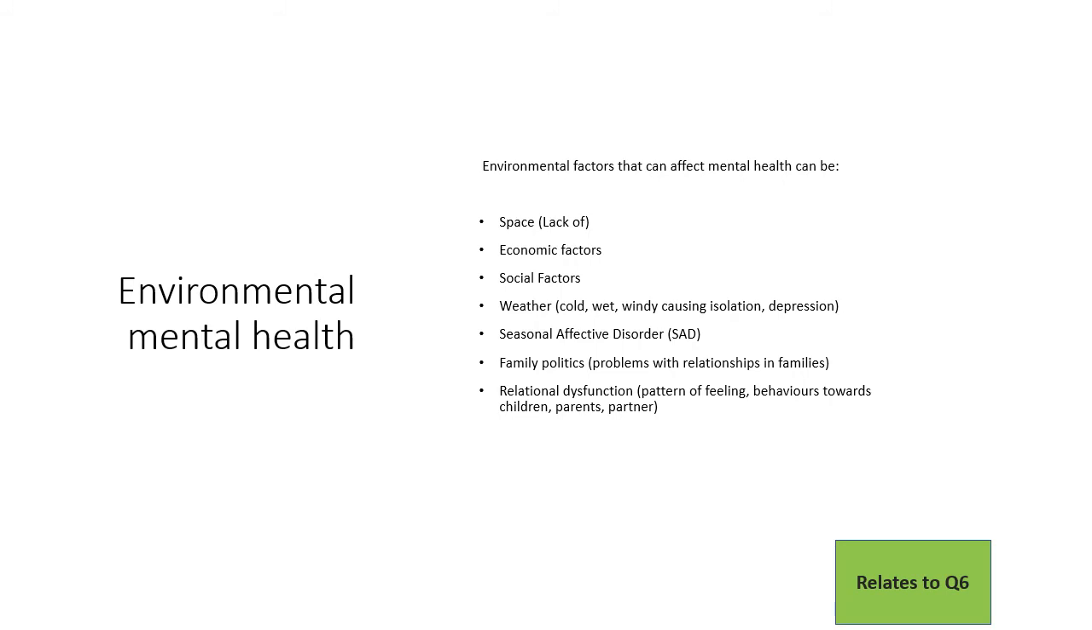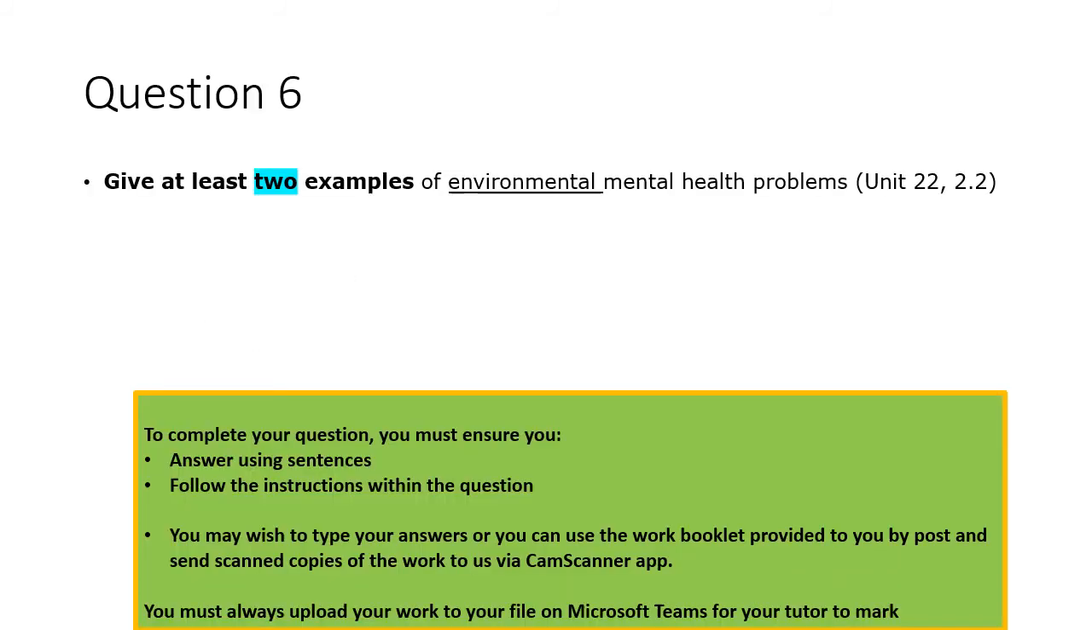And seasonal affective disorders, often known as SAD, S-A-D, it's shortened to SAD, and that's where some people prefer the summer months, the lighter nights, the drier days, and when it's wet and cold and dark, it can affect them. Family politics, so having problems within relationships in families, and relational dysfunction. So this is a pattern of feelings, so you might have behaviours towards children, parents, partner, somebody who's close to you that is having an effect on you. And question number 6, you need to give at least 2 examples of environmental mental health problems.